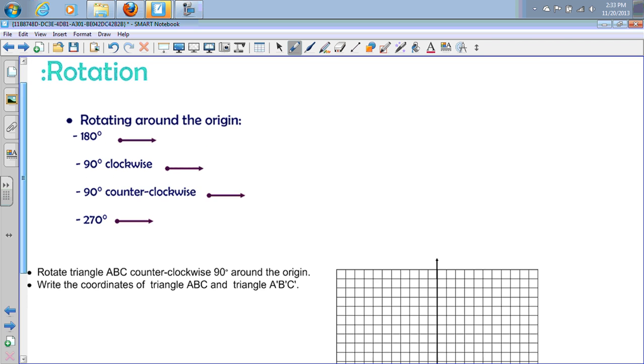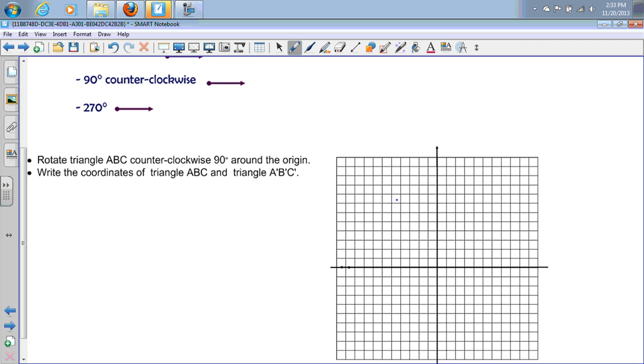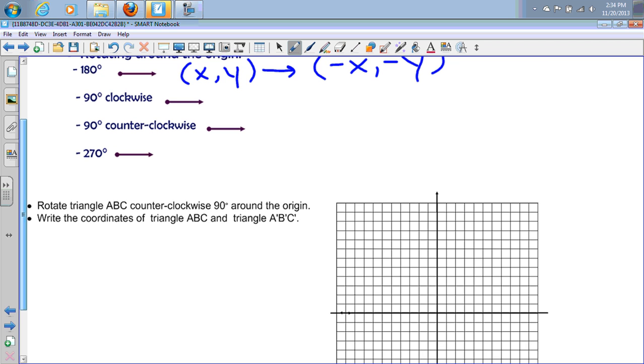We have some information. When we are rotating 180 degrees about the origin, X, Y is what we start with. And that leads to, we just make it the opposite of everything. Because if it's in quadrant 2, it's going to go to quadrant 4. If it's in quadrant 1, it's going to go to quadrant 3, and vice versa. It doesn't matter if I'm going clockwise or counterclockwise, because I'm always going halfway around.